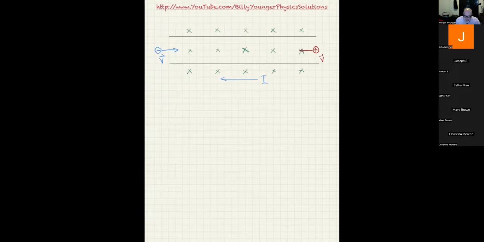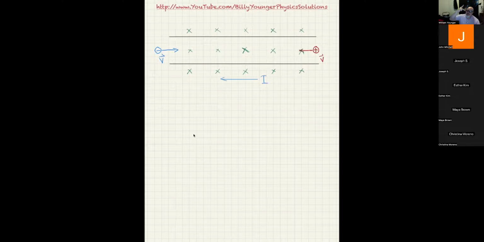So for the positive charge, QV would be to the right. Actually, I said to the right, but that's actually to my left. I'm looking at it the way you are. Anyway, QV is this way for me.